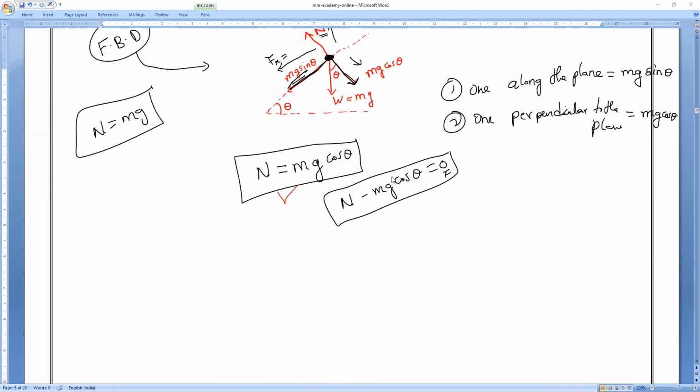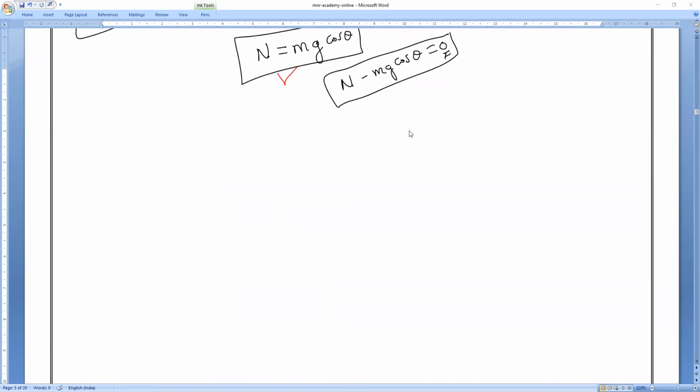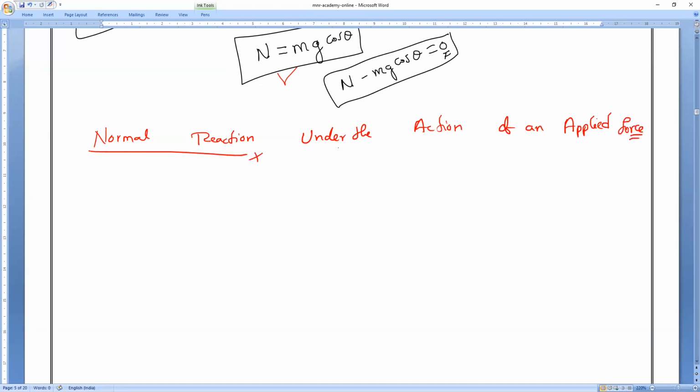Now, normal reaction under the action of an applied force. Let us check it now, all of you. Observe very carefully. Normal reaction under the action of an applied force. Applied force means there is an external force or not. Everybody read this statement.